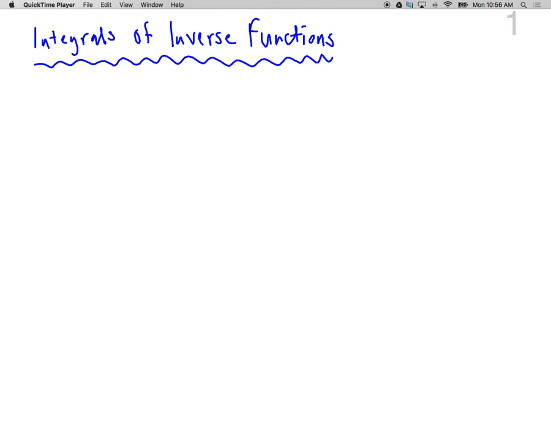Okay, we did the derivatives, so it makes perfect sense that we would do the integrals. The good news is there's only 3 of them. The bad news is the formulas are kind of nasty. Just like derivatives, I'll give you the 3 formulas, but I'm also going to show you where the formulas come from, so it's not just a matter of rote memorization.